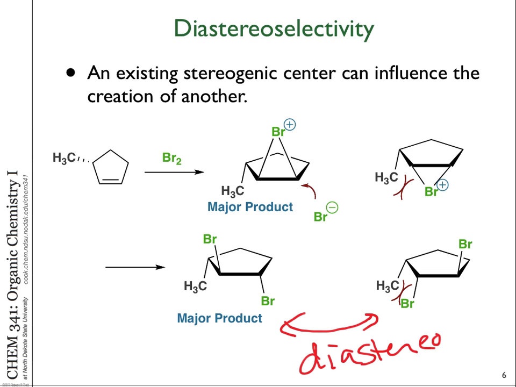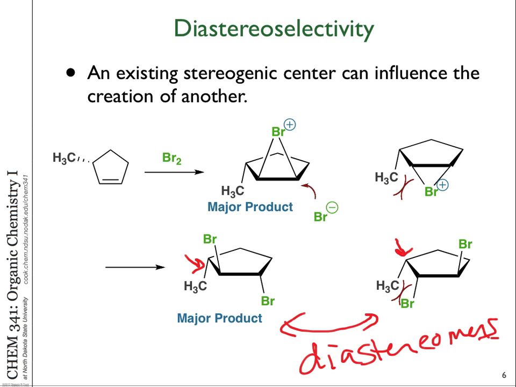diastereomers of each other. One configuration, notice the CH3 group, the carbon that it's attached to stays exactly the same. It's the other two which change. So overall we have 3 stereocenters in the product. One stays the same. The other two are switched. So they're not mirror images, they're diastereomers.